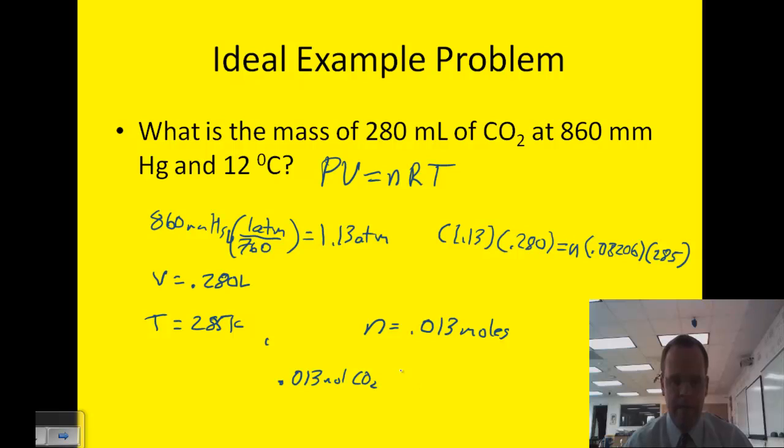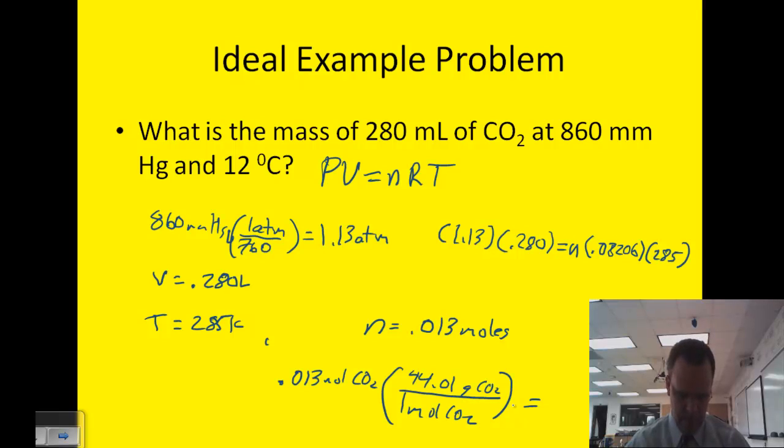So this is carbon dioxide. So I just need to convert this to grams now. 1 mole CO2. Carbon dioxide, oxygen 16, 2 of them 32, plus about 12.01 for carbon. So I get 44.01 grams CO2 for every 1 mole. It comes out to, in this case, 0.57 grams.